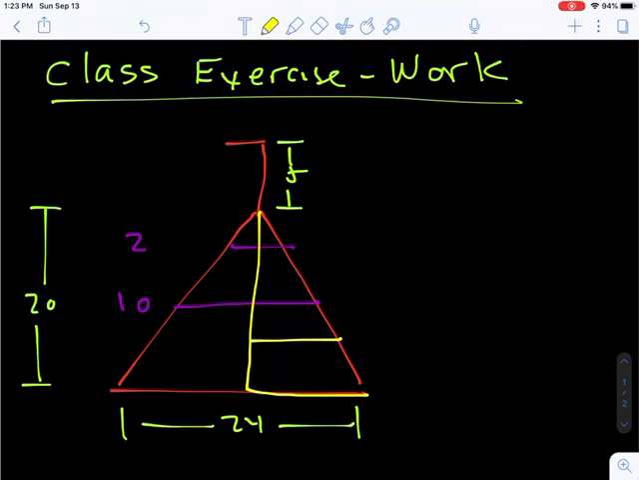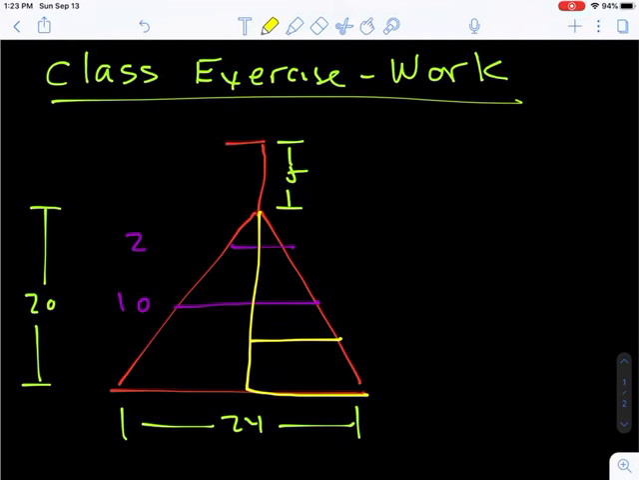So this video is on the class exercise work. This is the solution. The problem we have is that water is being pumped out of a conical tank that is situated such that the point is at the top. The tank is 20 feet in depth and 24 feet in diameter, and there's a 5-foot spout at the top of the tank. We have to calculate the work done pumping the water out of the top half of the tank if the water level in the tank is currently 2 feet from the top of the tank. I showed that with the purple 2 and the 10.